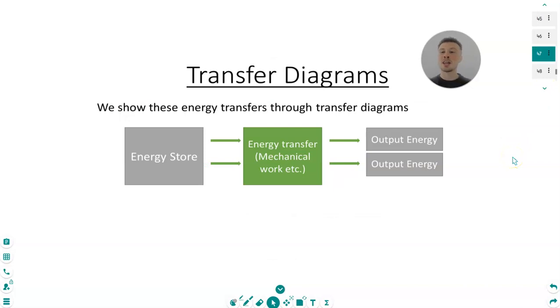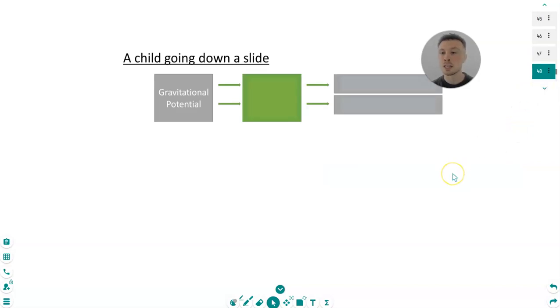Okay, so we're going to look at transfer diagrams, and these are a great way of representing our energy transfers. So we start off with our energy store, then we look at the energy transfer that occurs, and finally the output energy from this transfer. So let's have a look at a scenario first and see if we can get to grips with it. So we have a child going down a slide. I've given you the initial energy store here. So the child's at the top of the slide, so it's got a gravitational potential, okay? Can anyone tell me what the energy transfer and the output energy will be?